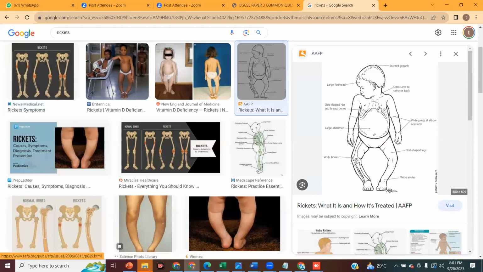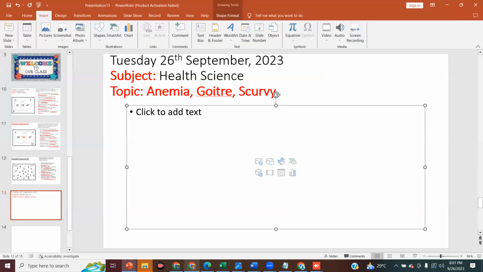Vitamin D. Vitamin D and what else? The most important one. Calcium. Calcium, very good. They lack calcium. Calcium and vitamin D, okay?